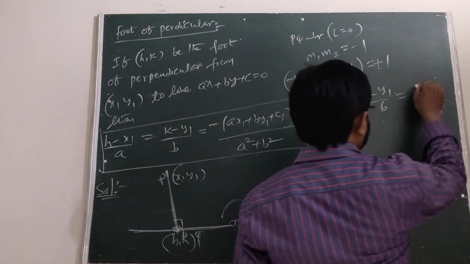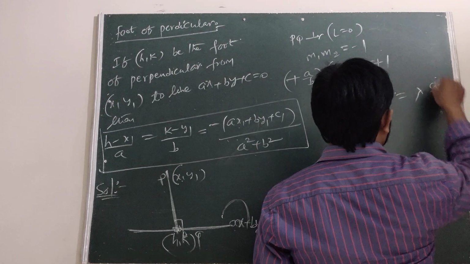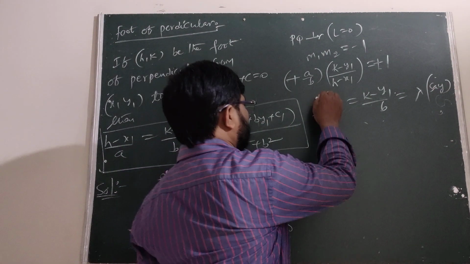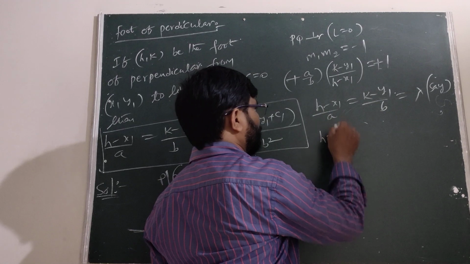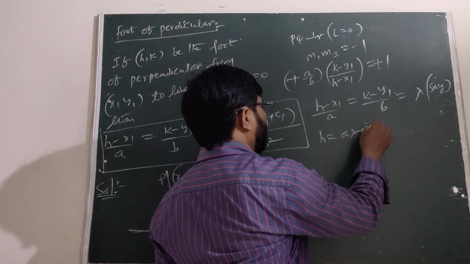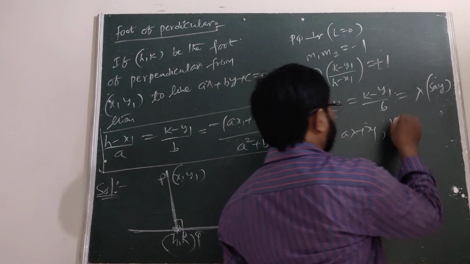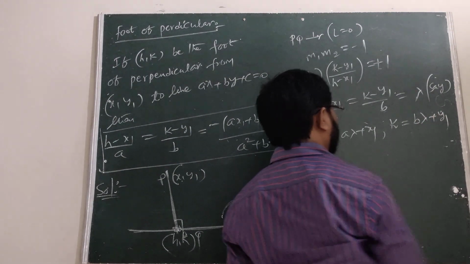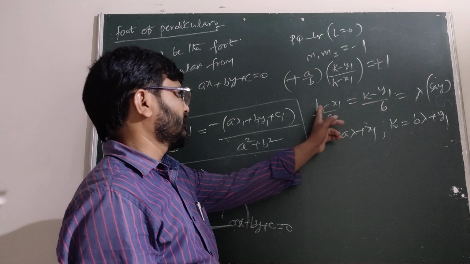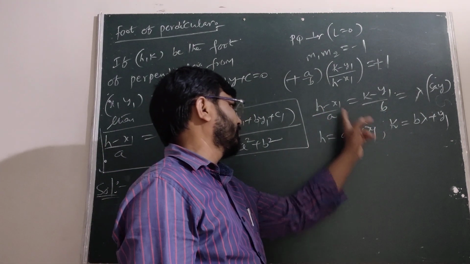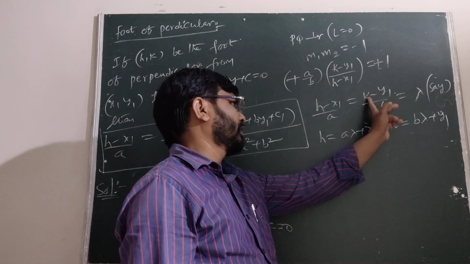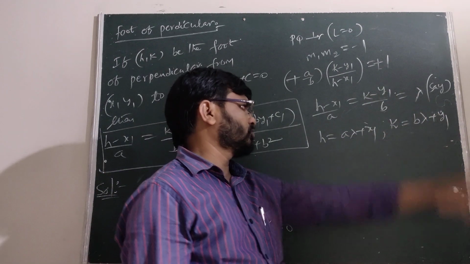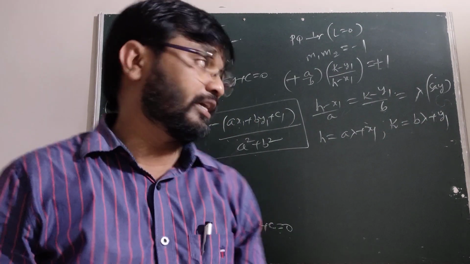We say that this is lambda. Therefore, h = a lambda + x1 and k = b lambda + y1. What is h? h is a lambda + x1, and k is b lambda + y1. These are the values of h and k.